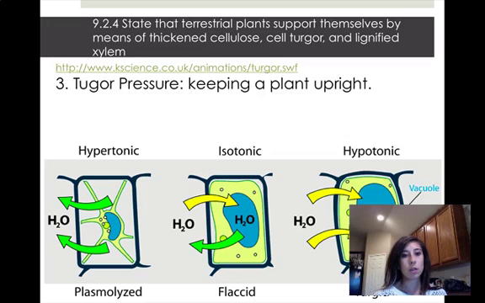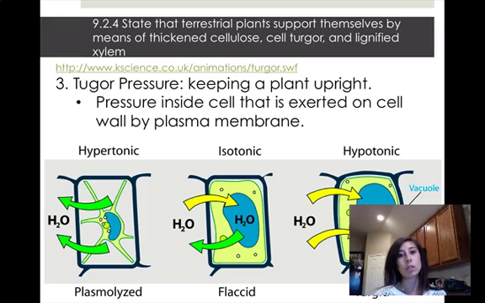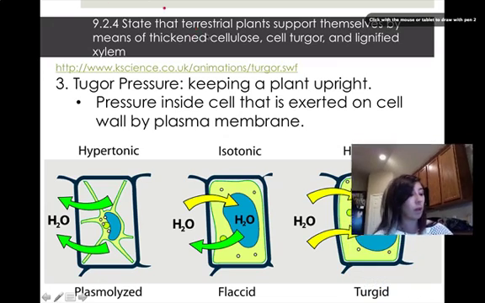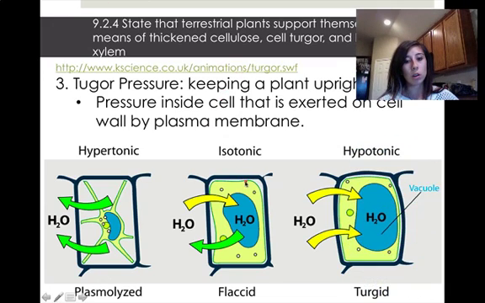Lastly, we need to consider turgor pressure. Turgor pressure is going to help keep the plant itself upright, especially the leaves and the stem. Now there's pressure inside of the cell that is going to be exerted against the cell wall by the plasma membrane, and so when you look here, this light blue color kind of going around is the cell membrane, and then this thicker portion is the cell wall.